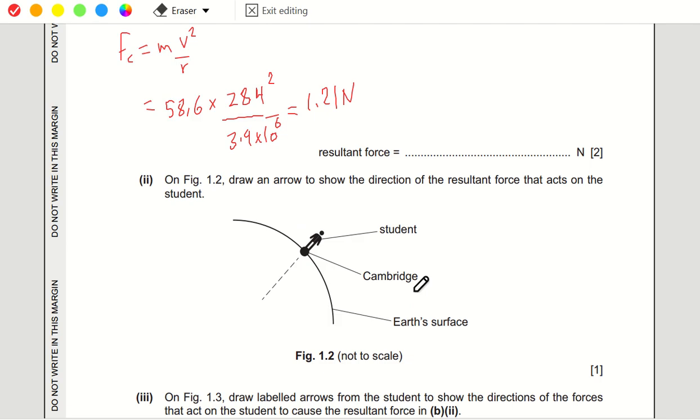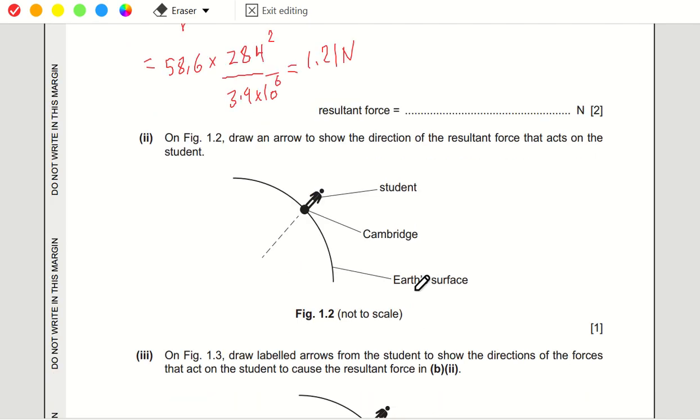Okay. We want now to show the direction of the resultant force that acts on the student. It will be toward the center of the circle in which Cambridge moves. A common mistake the student makes is to say the direction is towards the center of the Earth. It's not correct.